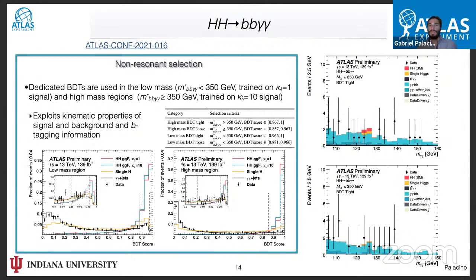These BDTs exploit the kinematics of the signal and the background and some B-tagging information, and you can see how well it discriminates signal versus background. And the final analysis in both cases, the resonant and non-resonant, is performed in the diphoton mass continuum.